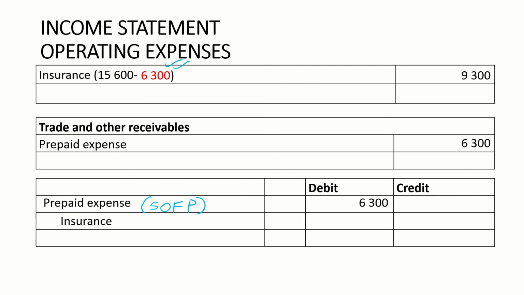And our insurance expense, the one that we have in the trial balance, we are going to decrease it. So in our statement of comprehensive income, we are going to decrease our insurance expense by 6,300, which is what we have done. So it'll give us the correct expense for that year, which will be 9,300.